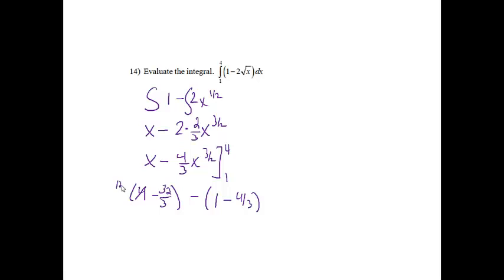I'm going to make this 12/3. So 12/3 minus 32/3 is going to be -20/3. And then minus, make this 3/3. 3/3 minus 4/3 is -1/3. So that will change to that. And then if I simplify that, I will get -19/3 as my answer.